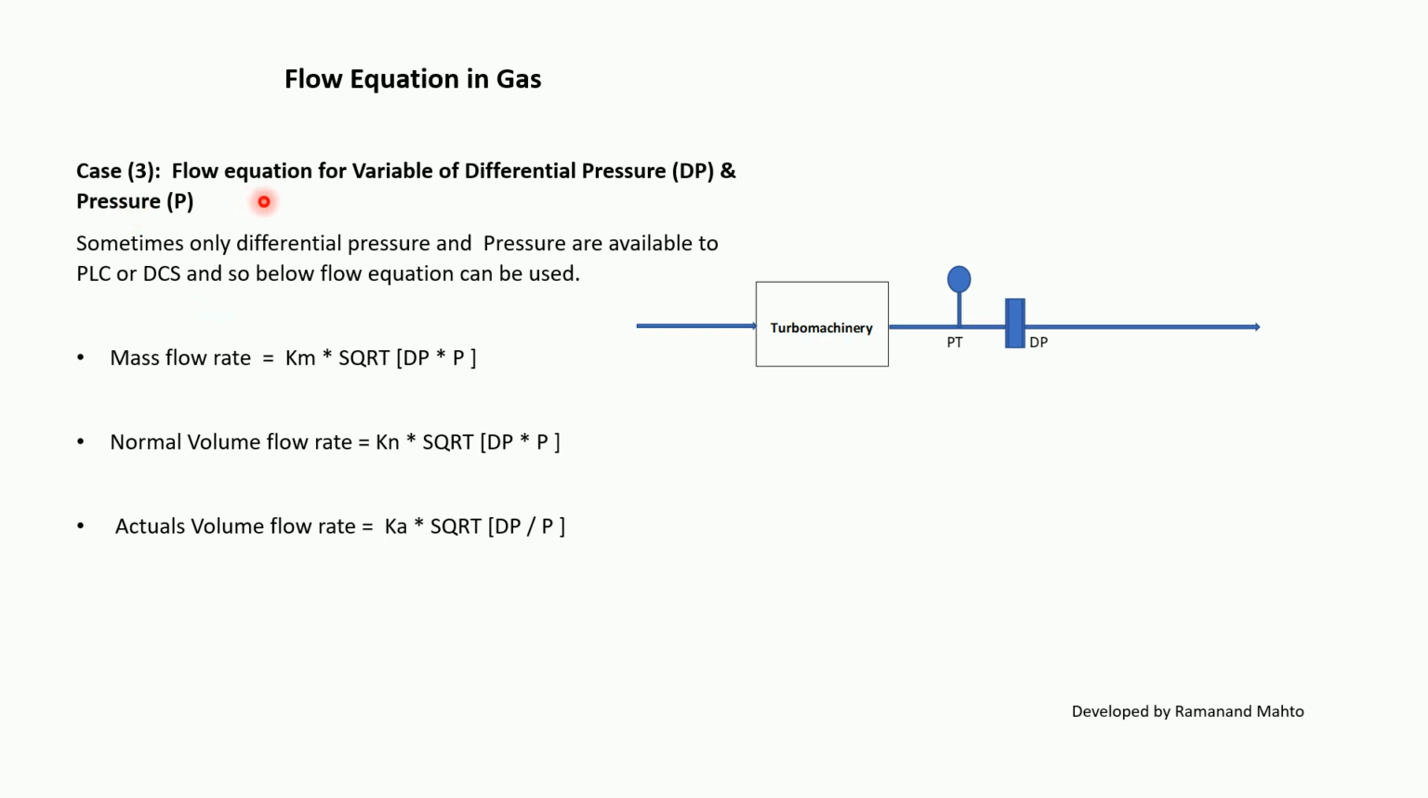Case number 3: flow equation for variables of differential pressure dP and pressure P. Sometimes only differential pressure and pressure are available to PLC or DCS, so the below equation can be used. Mass flow rate is equal to Km into square root of dP into P. Normal volumetric flow rate is equal to Kn into square root of dP into P. Actual volumetric flow rate is equal to Ka into square root of dP upon P. So we have pressure and differential pressure only.